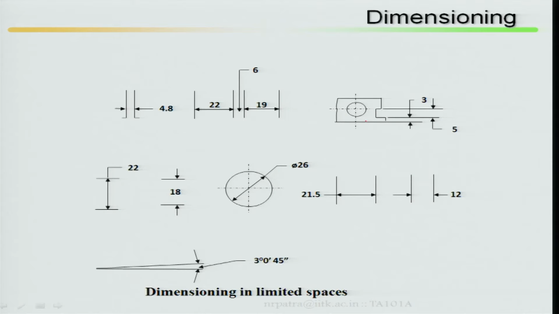When space is not available for dimensioning, you can do it this way, with smaller spacings. Here, for an angle of 3 degrees 0 minutes 45 seconds, it is very difficult to do the dimensioning inside. Here you can make two arrows outside, then from this arrow you mark it and write 3 degrees 0 minutes and 45 seconds. That means dimensioning in limited space.